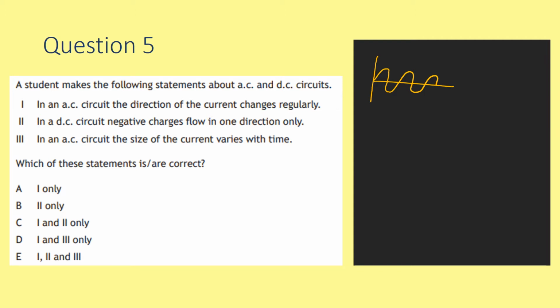In a DC signal, we see the flow of current in one direction only. That one direction tends to be from the negative terminal of the battery, therefore it's the flow of negative charges. In a DC circuit, negative charges flow in one direction only. The negative charges are the electrons, so statement 2 is also correct, which means our answer is E.